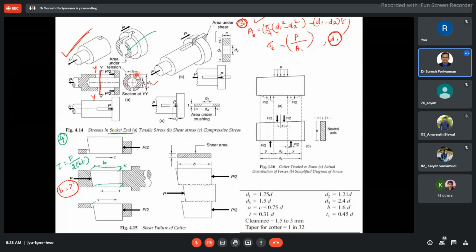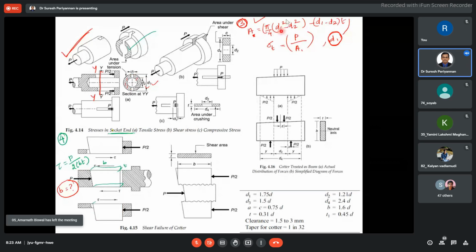Now the tensile stress sigma t is equal to P by A, where A is the area given. From this relation, we are able to find out d1. This is the tensile failure in the socket. There are three tensile failures we have considered now: tensile failure in the rod, tensile failure in the socket, tensile failure in the spigot. Now we move to shear failure.